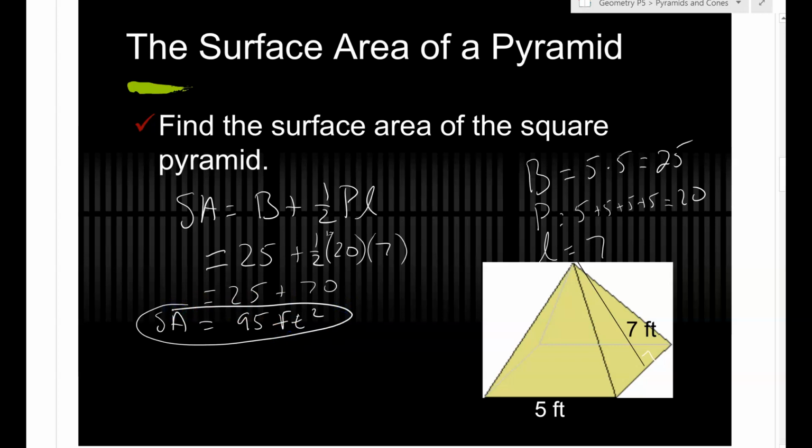All right. So this is because it's a square base. If it would have been a rectangle base, I would know another side over here, and we would figure that out the same way we did with previous ones. Okay, notice very similar to what you did with prisms. Just a little bit different formula. You got that 1/2 you got to be careful of. You could change it on your calculator to 0.5 if you wanted to. So you'd go 25 plus 0.5 times 20 times 7. It would give you the answer of 95.